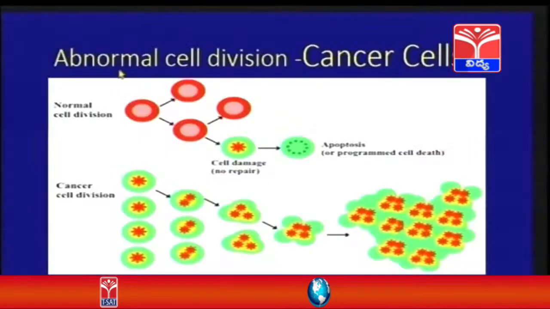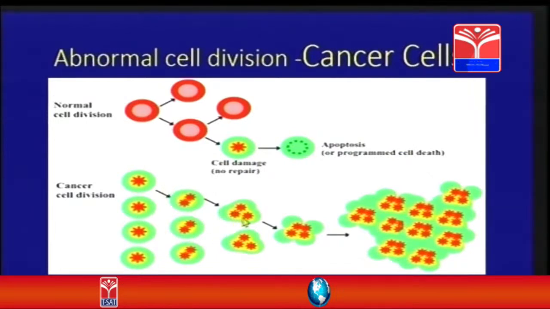This is completely opposite to the normal cell division, that is abnormal cell division. Cancer cells are the best example for abnormal cell division. In normal cell division, the cell divides into two, whereas in cancer cells, the cells will divide into many cells. You can see over here, the normal cell, two cells have been produced. This cell has to produce two cells, but here the cell is producing a number of cells and it does not have any mechanism to stop the cell division.